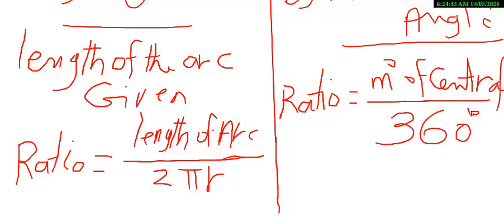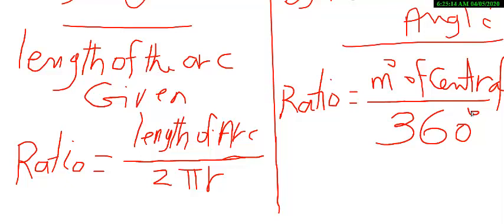So I have two different formulas now to find out the ratio of the sector. The first one, I have to focus on the given information. If the given information states that the given is the length of the arc, you have to divide the length of the arc over the circumference of the circle, which is 2πr, to get the ratio of the sector. To get the ratio of the sector by using the measure of the central angle, you have to divide the measure of the central angle over 360 to get the ratio of the arc.